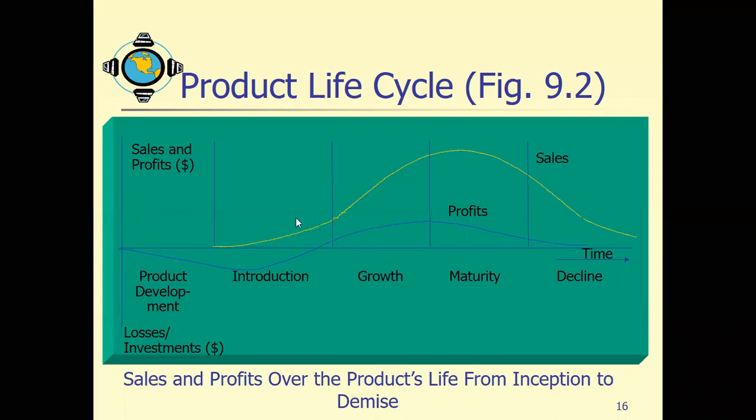In the growth stage, the sales is growing and the profit is also growing. In the maturity stage, you will see the peak, the sale is at the peak, and here you will see the profit will also be at the peak. And from this point, actually the sale will decline, and you see the profit is also declining. So profit just follows the sales line.